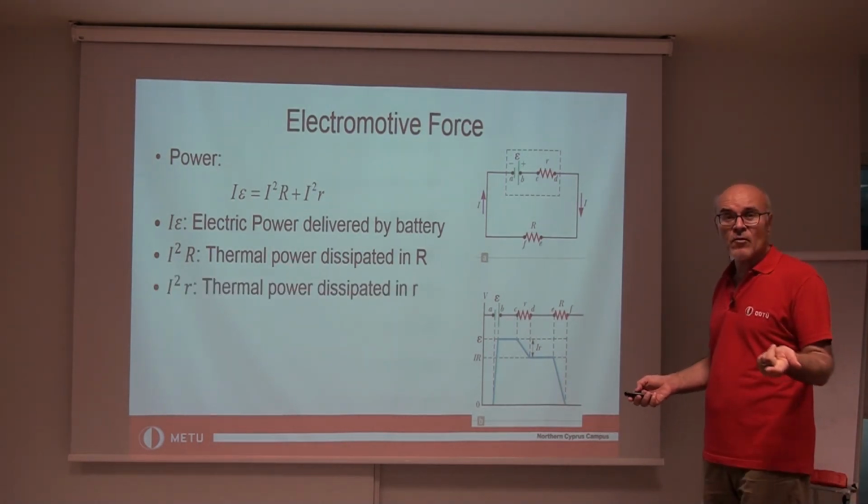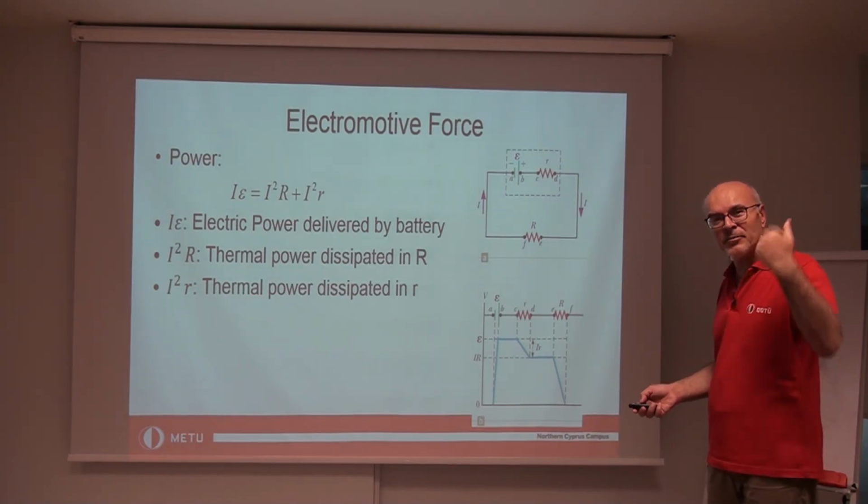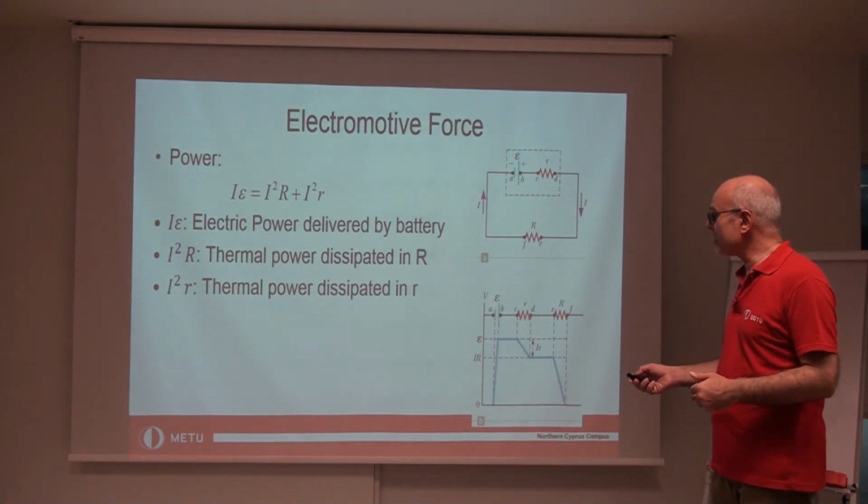And I squared small r is the thermal power dissipated in the internal resistance, that is, how much thermal energy per unit time is dissipated in the internal resistance. So what is this circuit equation saying to you?